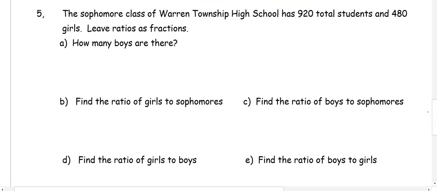Number 5. The sophomore class of WTHS has 920 total students and 480 girls. Leave the ratios as fractions. So how many boys are there? So if we have 920 total students, we can do 920 minus how many of them are female, so minus 480. And we get there are 440 boys.